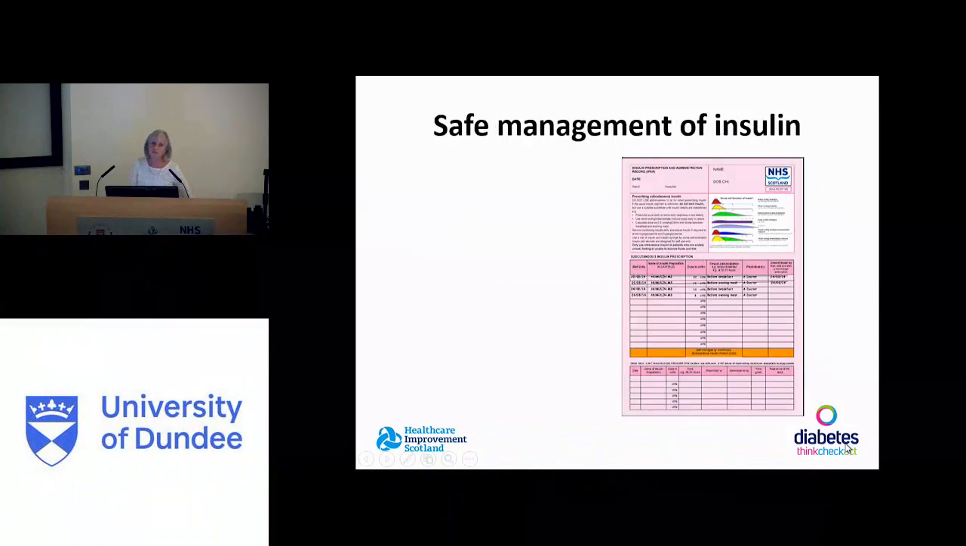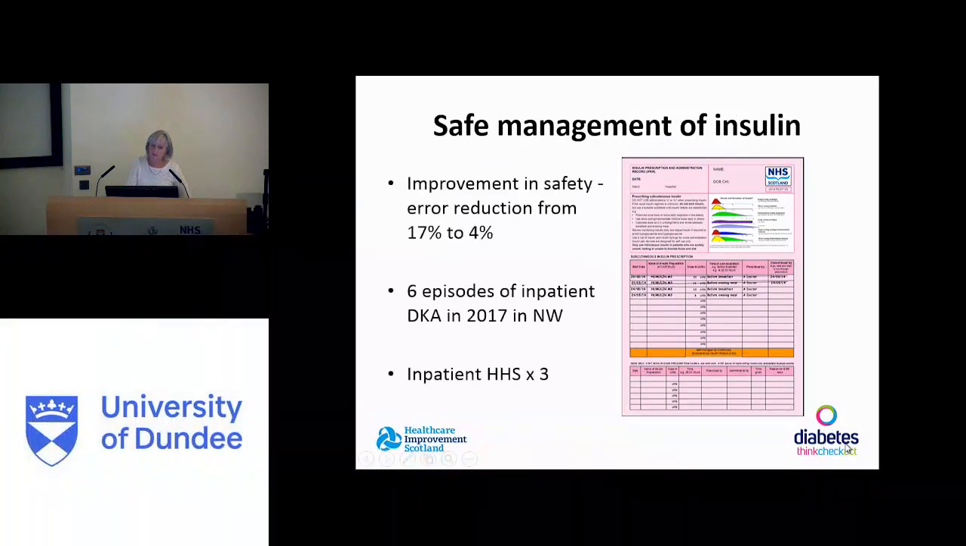Safe management of insulin. We've introduced a new insulin chart in NHS Tayside, and this has been shared with anybody who wishes it nationally. We've shown that there's been an improvement. There was a 17% error rate, and that's now down to 4%. And we're just repeating that audit at the moment. We just take 40 insulin charts on our way round, us being the diabetes nurses, and look to see that the prescription is legible, the preparation of insulin is written on the T-par, there's no abbreviation for units, and the insulin's been administered at each time prescribed.